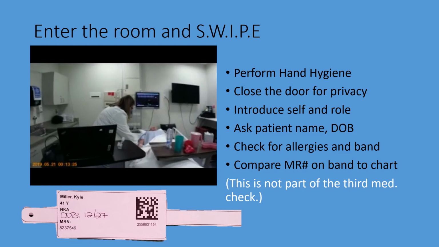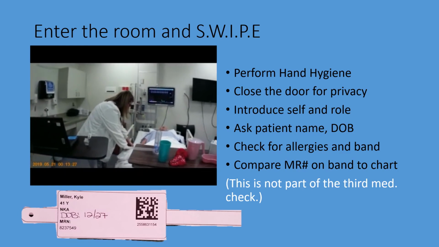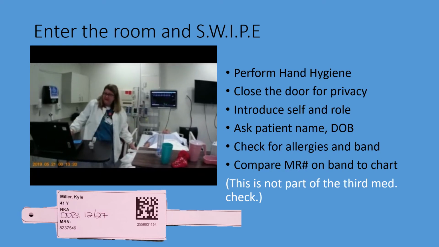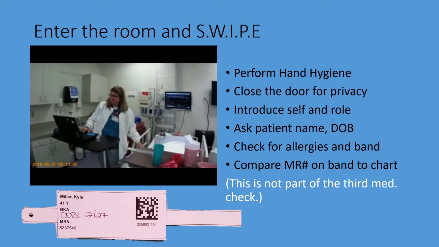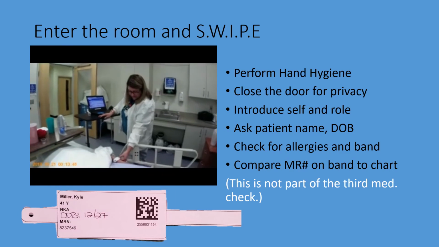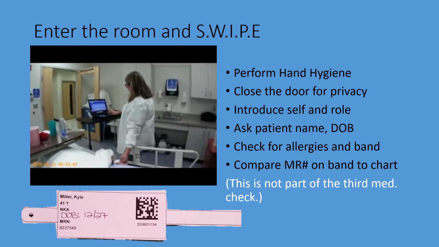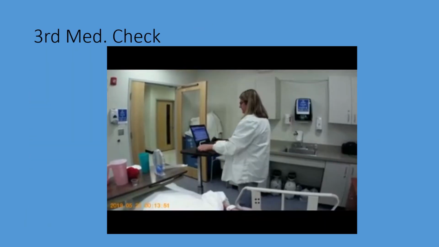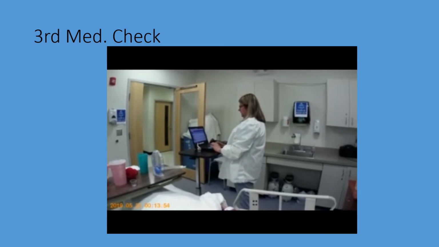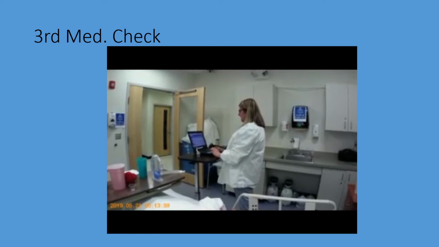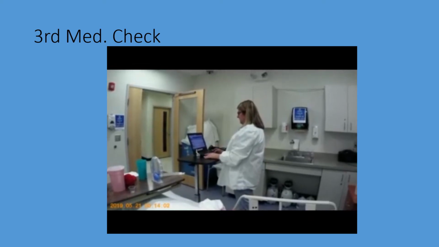Can you please verify for me your first and last name, Kyle Miller, your date of birth, 12/27. And I have Kyle Miller with a date of birth of 12/27, and a medical record number of 823-7549, and a medical record number of my chart of 823-7549. For my third check, I have Kyle Miller, medical record number 823-7549, date of birth of 12/27, and no known allergies.